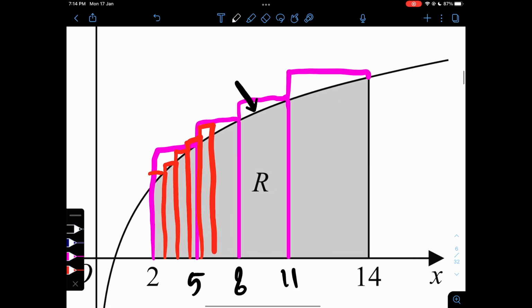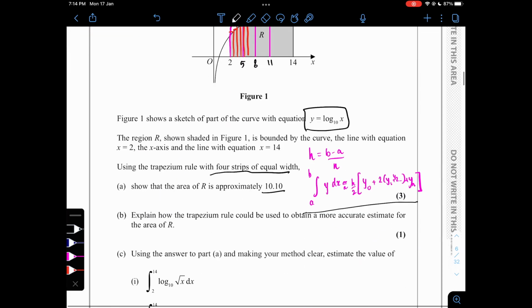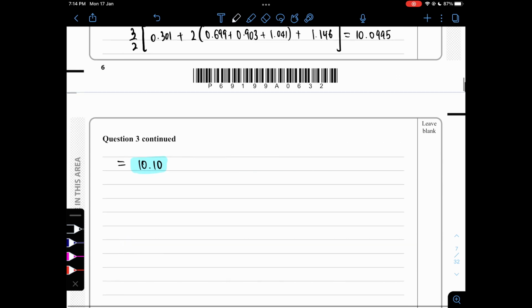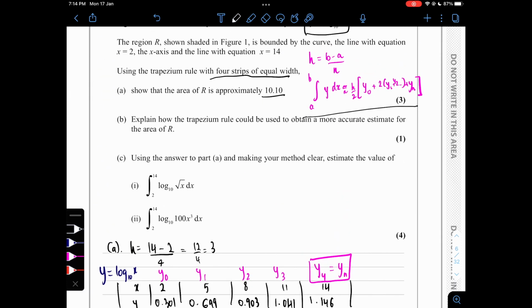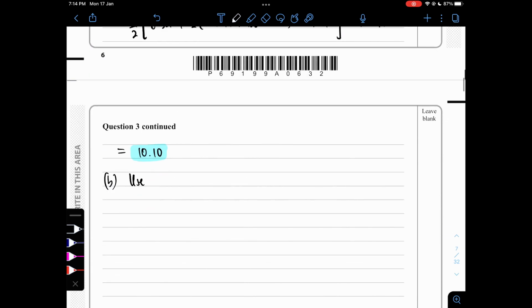So what do we need to use? We need to use more strips. So for part B, to get a more accurate result, just use more strips. Use their wording: use more strips of equal width. So you know you're fine. All right, that is the answer for B. It's only 1 mark, so that makes sense.